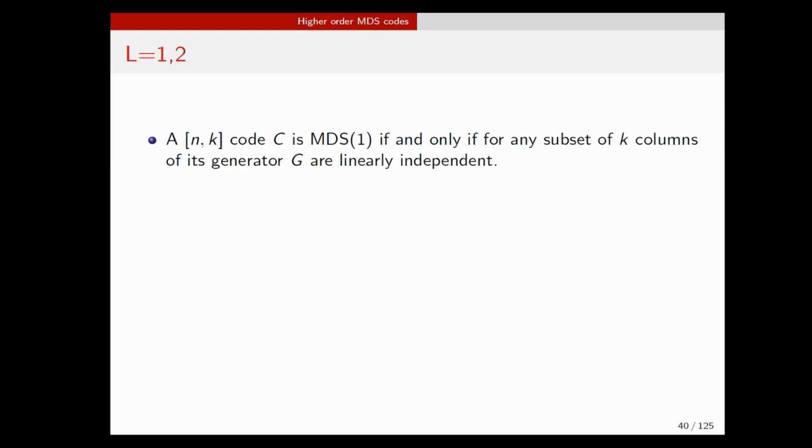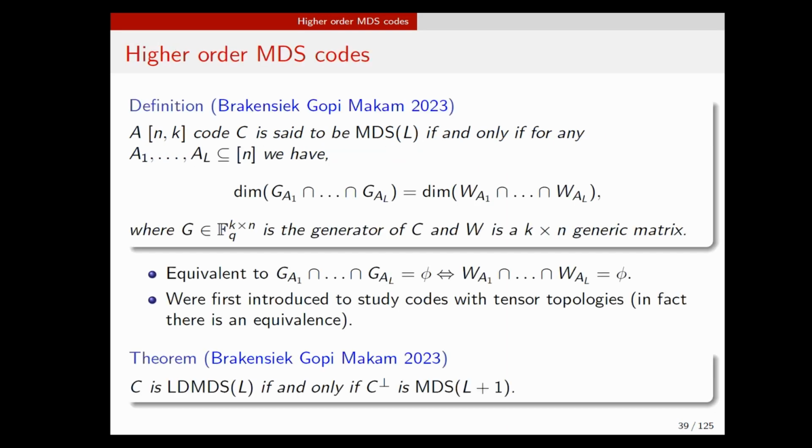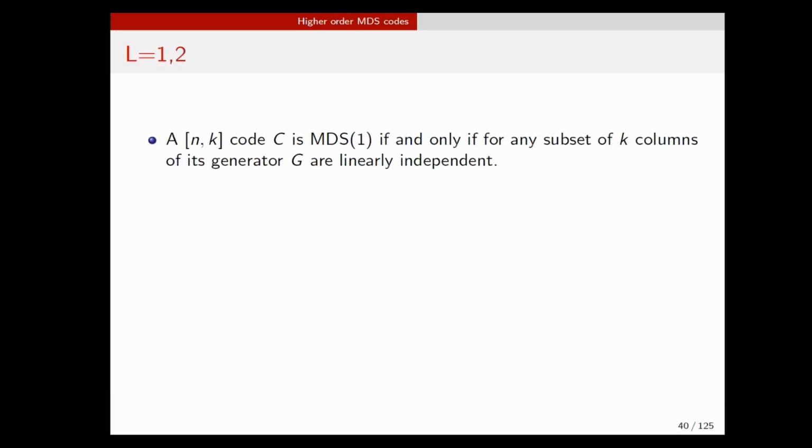Yes. I mean, as of right now, it's not clear why the way I've defined MDS1 is the same as the MDS1 definition I gave before. I need to justify that as well, which I'm going to do right now. If you look at MDS1, that's basically saying that the dimension of GA1 should always equal the dimension of WA1 as a generic matrix. And that basically says that all K cross K minors better be invertible. So a code is MDS1 if and only if any subset of K columns are linearly independent. So this is the same as the earlier MDS definition I gave.